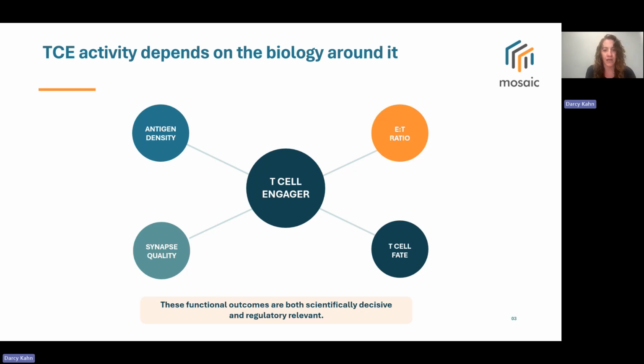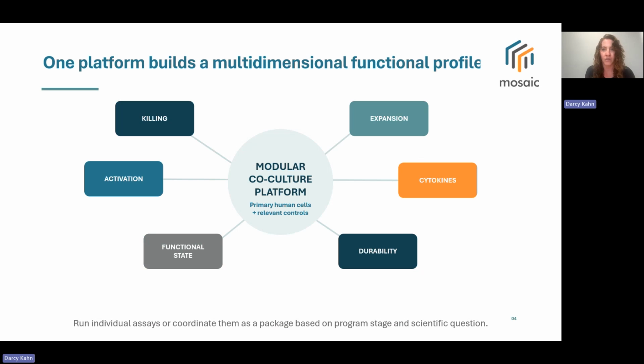And now I want to get a little bit into the how. So our platform at Mosaic is modular and it's flow cytometry based. And I want to spend just a minute on what that actually means because it's the thing that makes it, I think, very, very useful rather than it just being kind of like a menu of assays. So, what I mean by modular is that each readout, so that being cytotoxicity, activation, expansion, cytokines, and so on, they stand on their own. If you just need one specific question answered, you can run one assay.